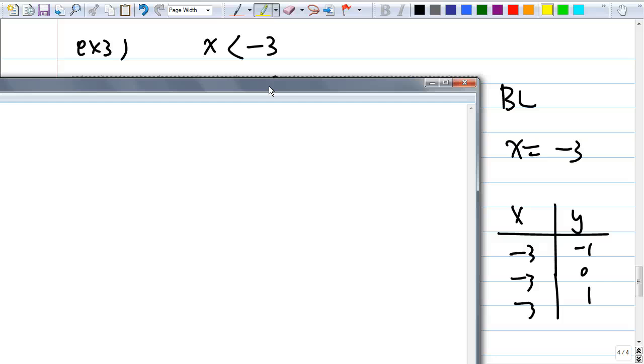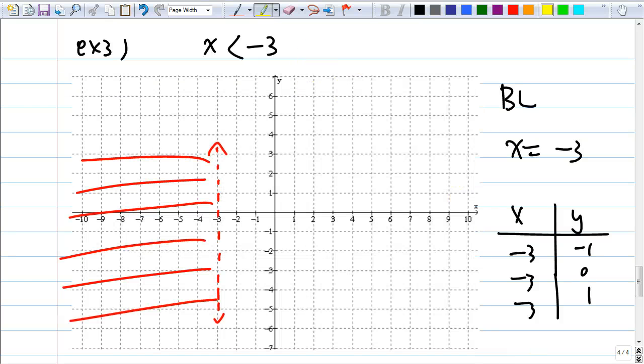What do you do in this case? Allie, what do you think? I can't shade above or below for a vertical line, can I? What should I do then? Yeah, you should shade left or right. Which side should we shade? Left. Why do you say left? Well, it says x is less than negative 3, right? So we're looking for values that are less than negative 3. Where are all the values that are less than negative 3? On the left of negative 3 or the right side? Left. So therefore, this is the graph, right?